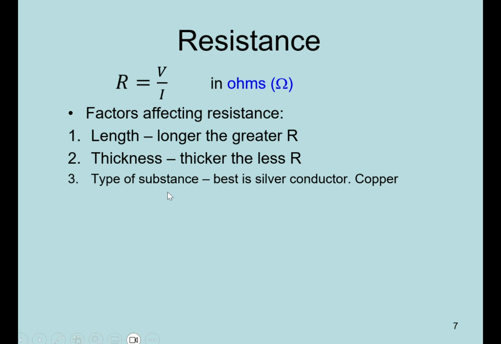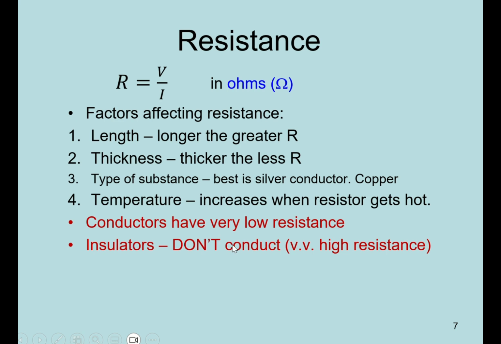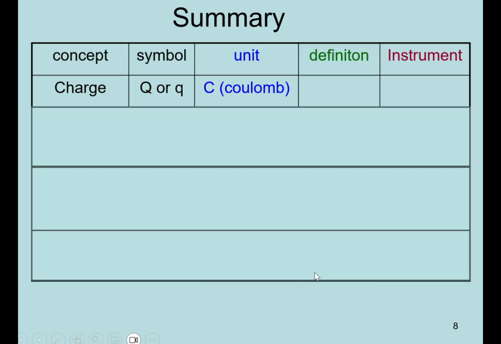Resistance depends on what the substance is made of. Silver is the best conductor, but we use copper because it's cheaper. And temperature. Well, you've got to heat it quite a lot, but certainly in a light bulb, it gets hot enough that its resistance increases. Conductors have very low resistance, and insulators do not conduct. They have very, very high resistance. And resistors and semiconductors are somewhere in between those extremes.